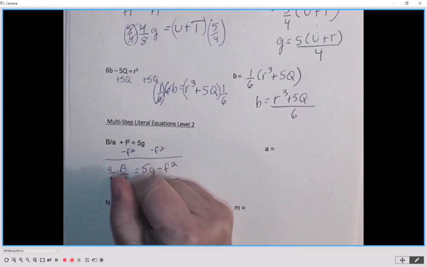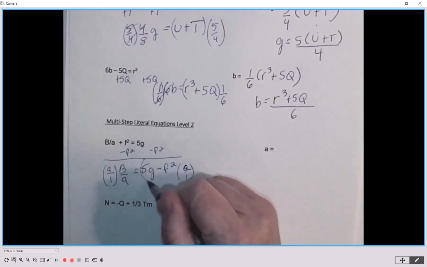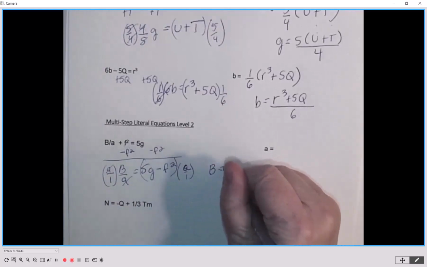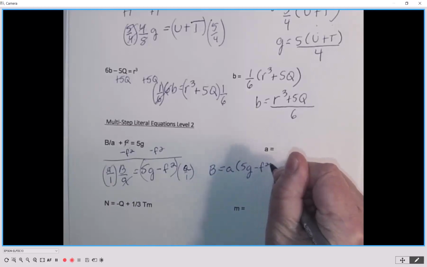All right, so we want to get the a eventually. It is going to take multi-steps. So if I multiply a over 1 here, I do the same thing over here. That's an a, right, to this whole thing. The a's will cancel out here, and I'll have b is equal to a times 5g minus f squared.